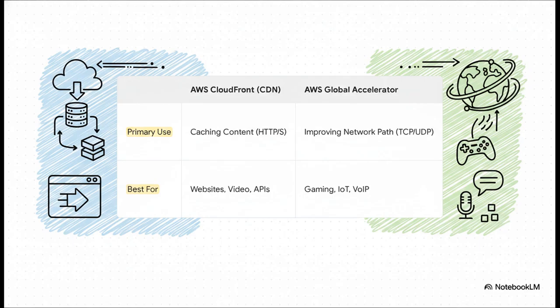CloudFront is about the what. It caches your content at the edge. Global Accelerator is about the how. It optimizes the network path to your application. So think of it this way. CloudFront moves your files closer to the user. Global Accelerator is like giving the user a private, high-speed freeway on the AWS backbone to get to your server. One is for HTTP content, the other is for any TCP or UDP network connection.